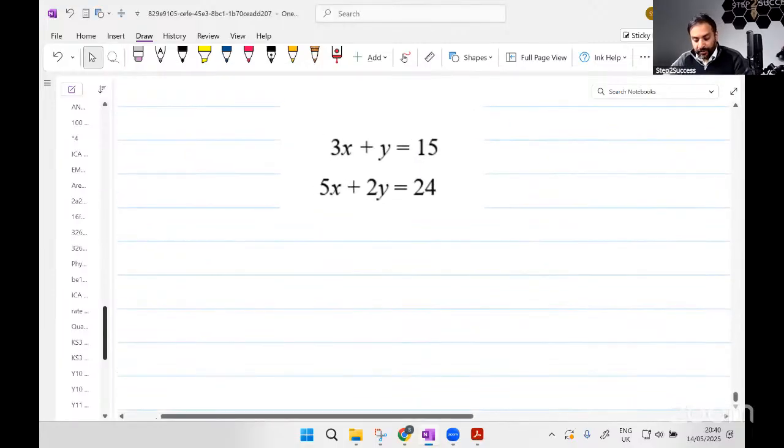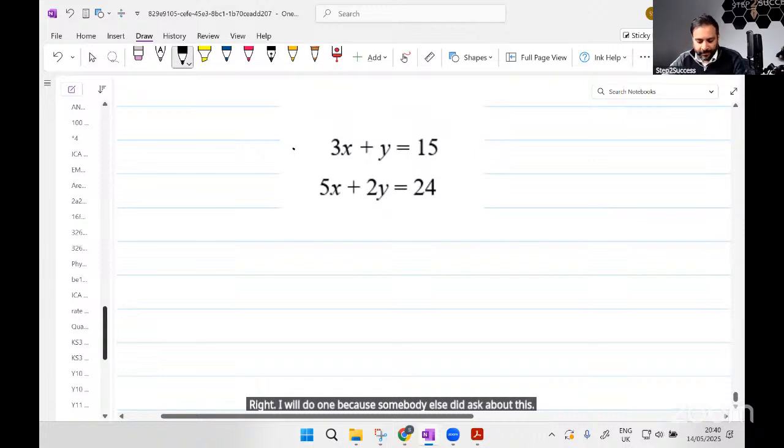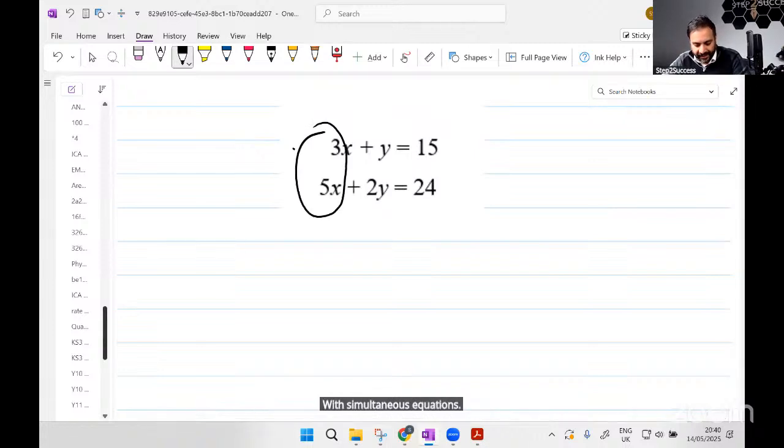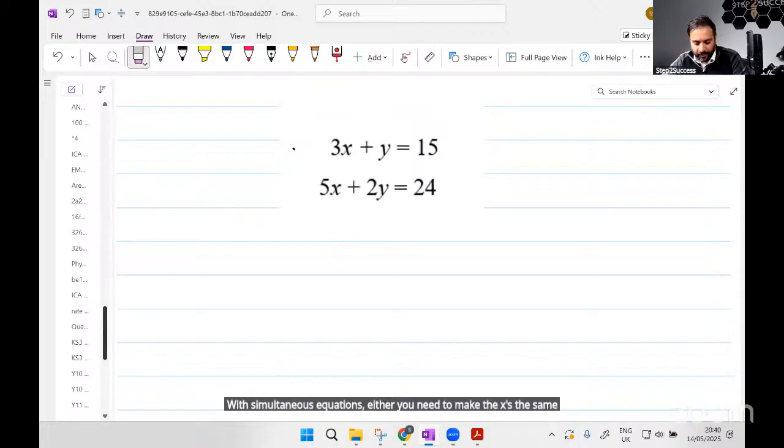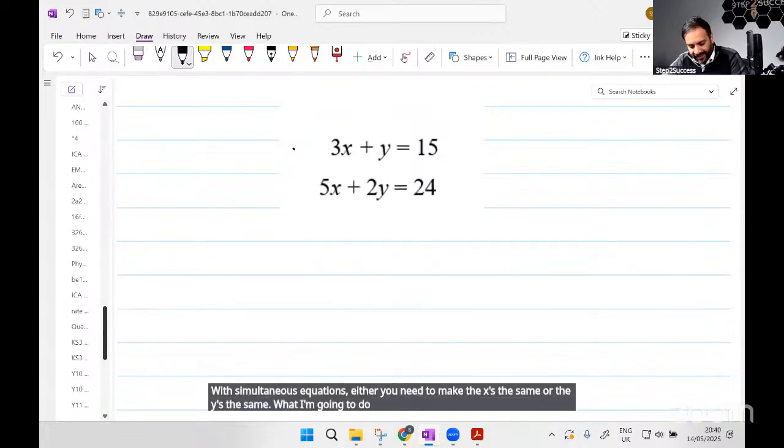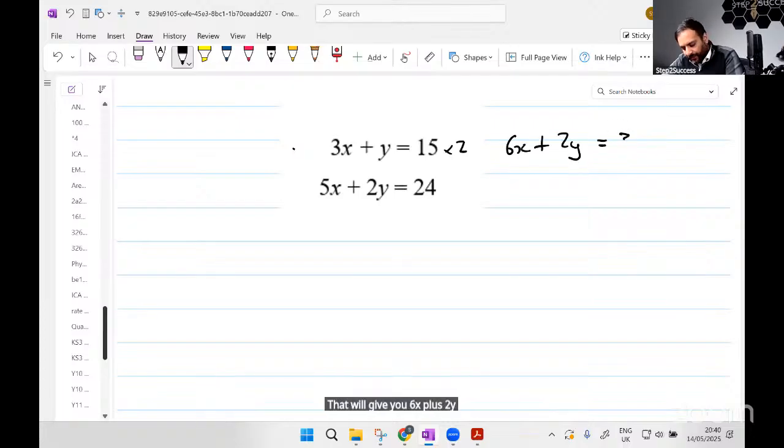Right. I will do one because somebody else did ask about this. With simultaneous equations, either you need to make the x's the same or the y's the same. The quickest way to do it is to times this top equation by 2. That will give you 6x plus 2y equals 30. And then the bottom one stays the same.